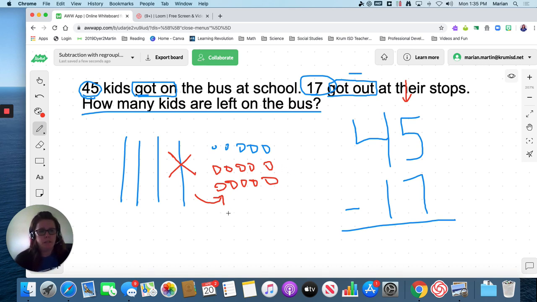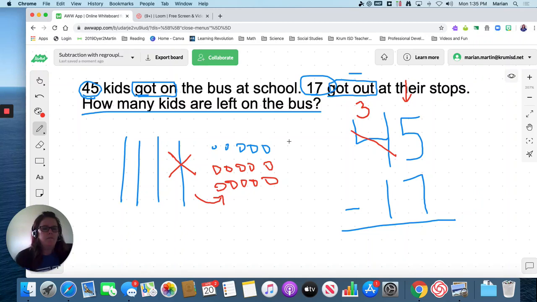Now, does our visual picture model match our number model, our actual number? No, it doesn't match it anymore. So now we have to make this number match this. So how many tens do we have? We have 10, 20, 30. Okay, so we're going to cross out this 10 and we're going to write a 3 on top because we only have 3 tens now.